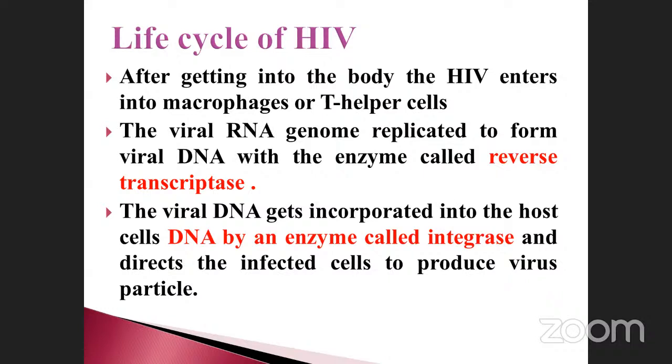After getting into the body, the HIV enters the macrophages and T helper cells. The viral RNA genome is converted to DNA with the help of the enzyme called reverse transcriptase. Then the viral DNA gets incorporated into the host cell DNA by an enzyme called integrase.